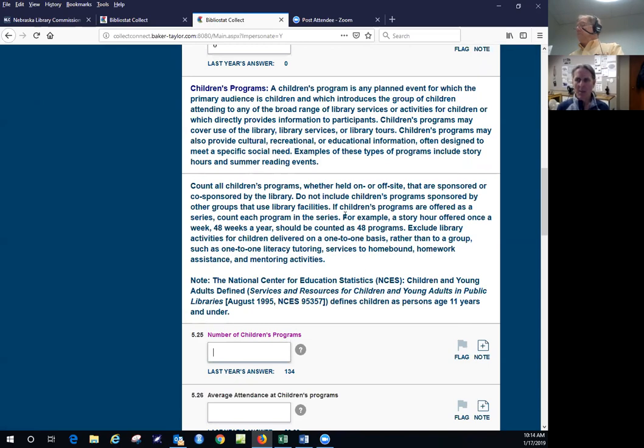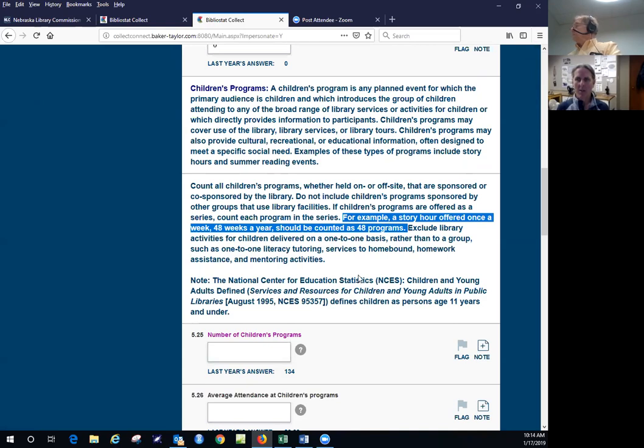The other thing to keep in mind is that for programs in a series, you count every program in that series. The example given here is if you have a story hour, it's the same program every week, but you offer it 48 weeks a year, you count that as 48 programs, even though it's the same program every week.